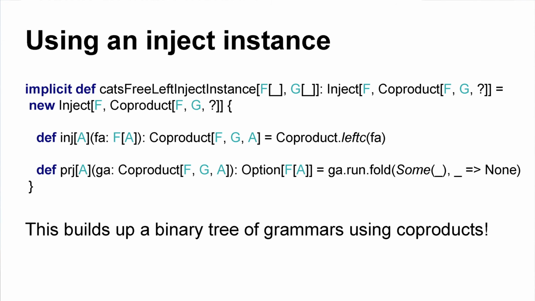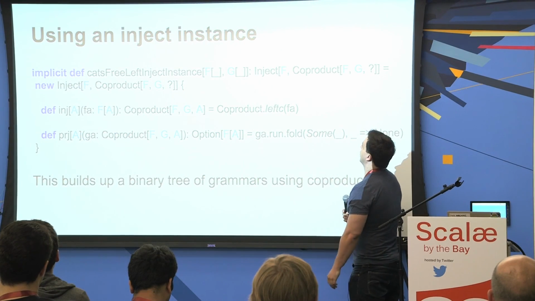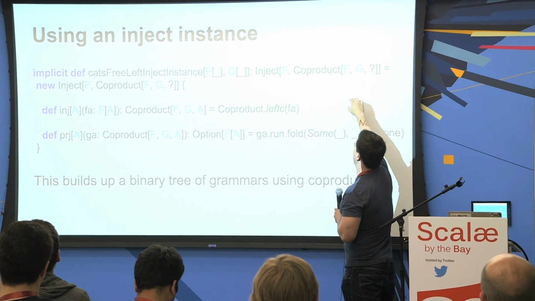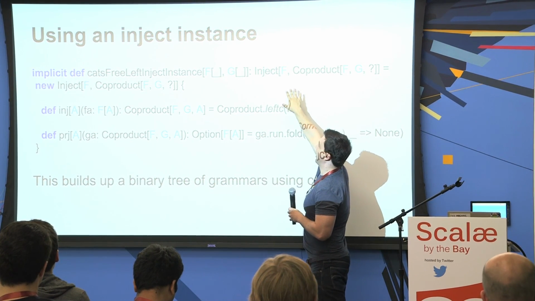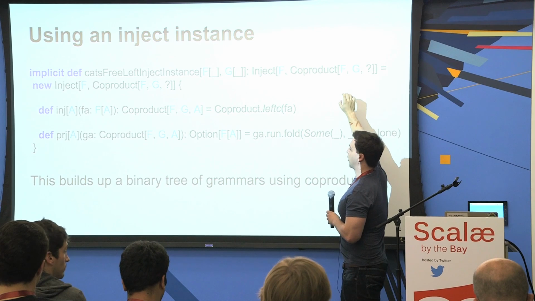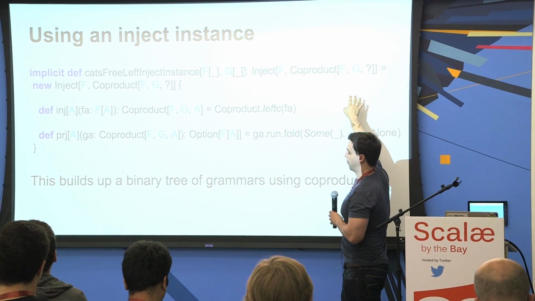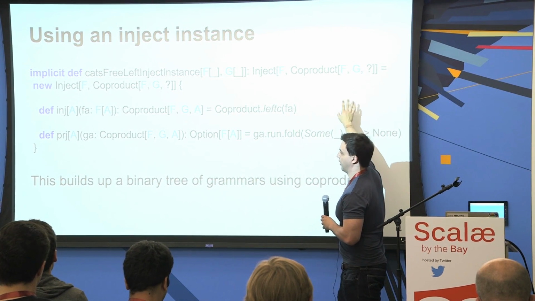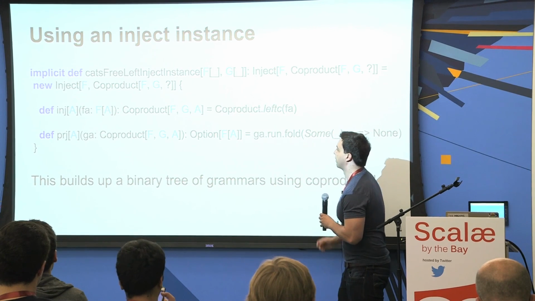This Cats free left inject, which is pre-baked into the system, helps you build up these CoProduct grammars from basically existing shapes up here. So it automatically allows you to go from an F to a coproduct of F and G, which in this case our F might be our commerce grammar, and our G is our combined commerce and shopping grammar, or our combined inventory and shopping grammar, however you want to put these together.